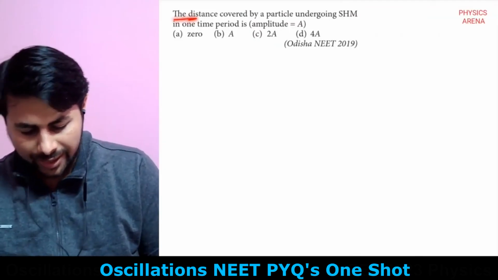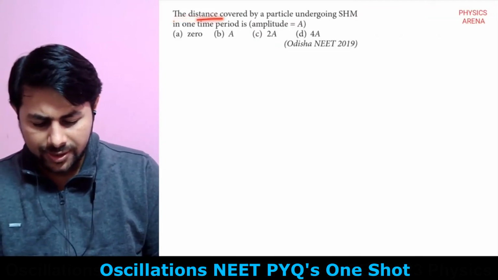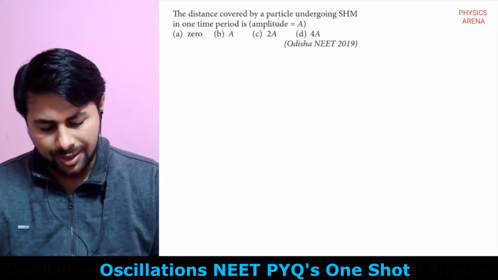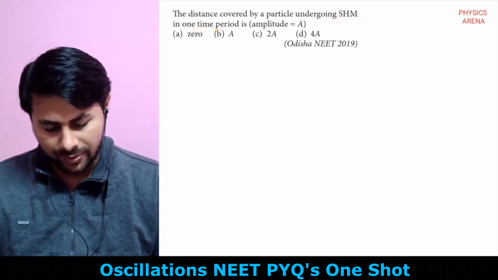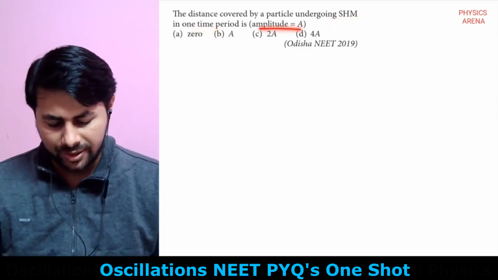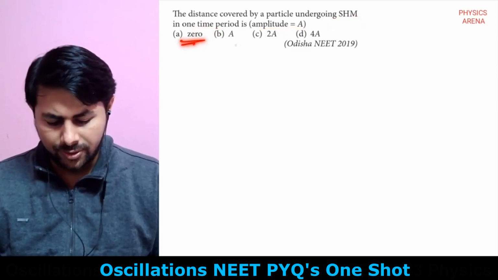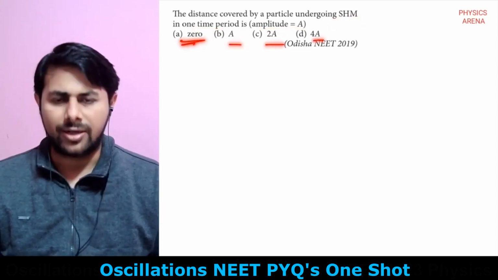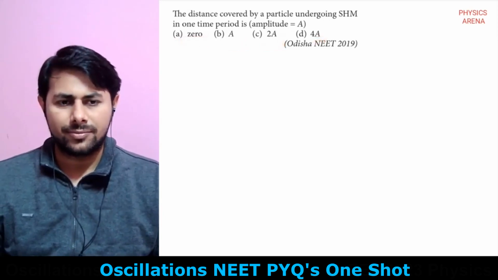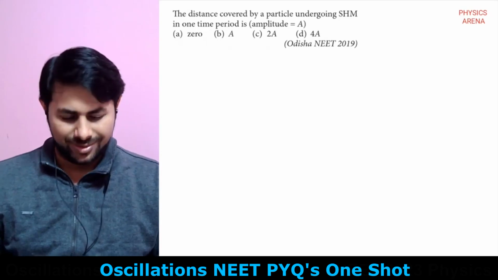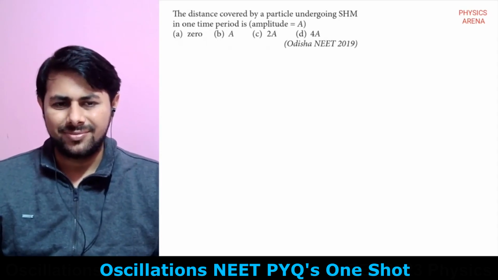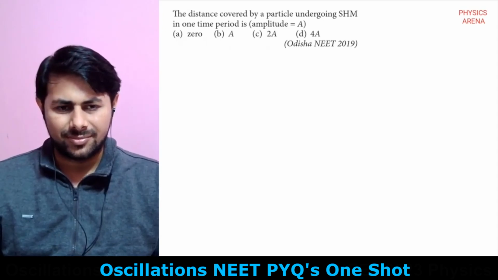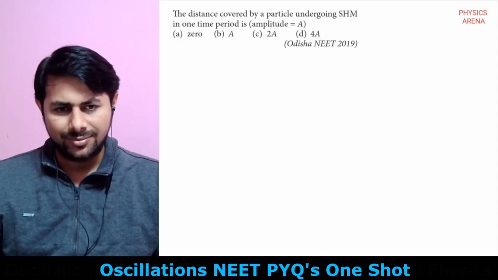Tell me the answer of this question. The distance covered by a particle undergoing SHM in one time period is, okay, amplitude is A, so 0, A, 2A, 4A. What would be the answer? This is one of the simplest questions. Option A.